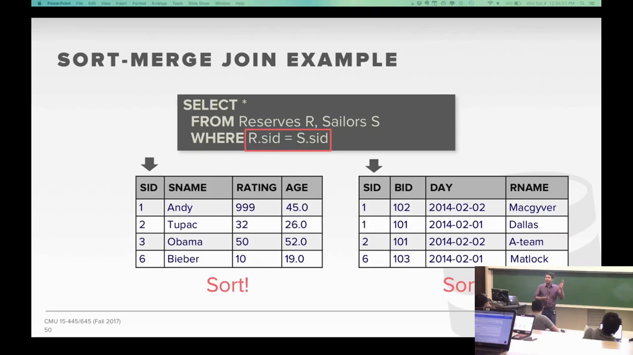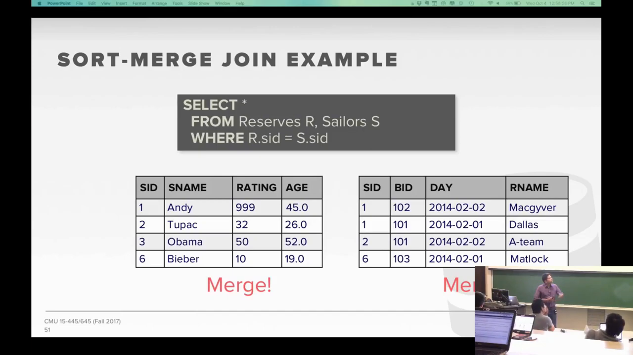So I will note that you don't have to do this explicit sort step if there is already an index on one of these tables on the join attributes. So the next phase of this algorithm is to do the merge. So you have these two input sorted tables. How do you merge them to construct the output table?